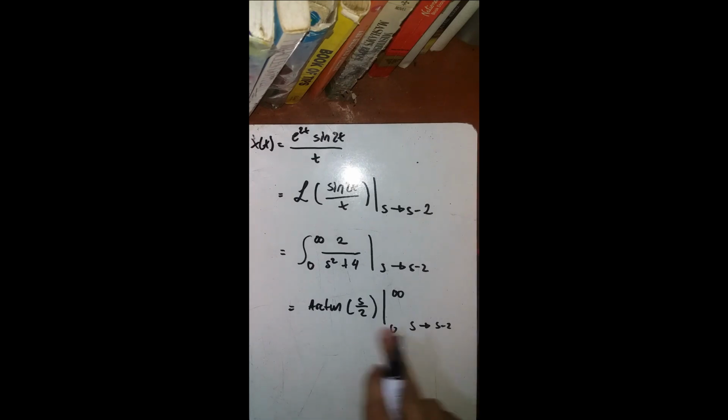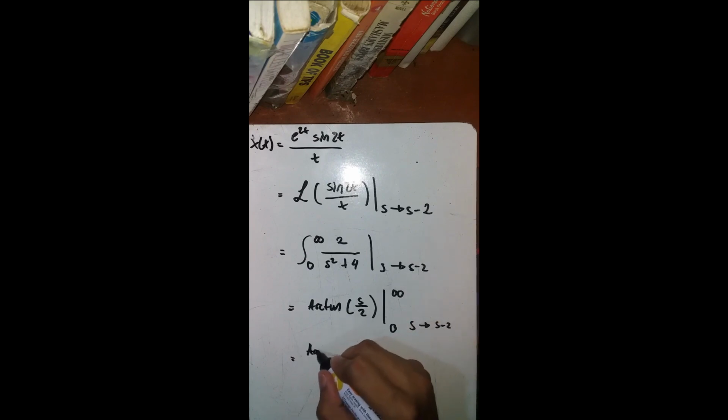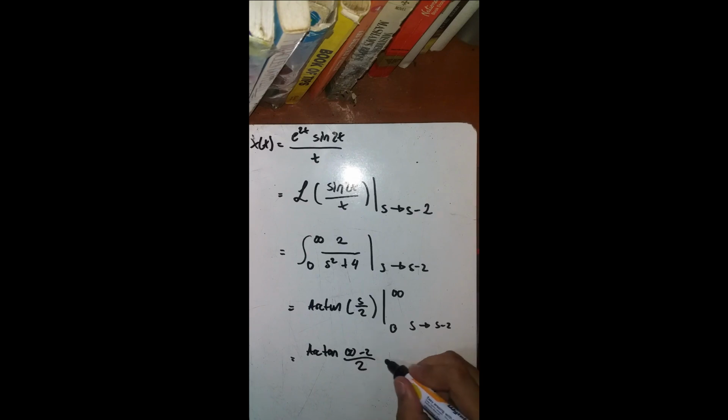So let's put the s here, and we can also put the infinity and the 0. So what we have is arctan of infinity minus 2 over 2 minus arctan of s minus 2 all over 2.